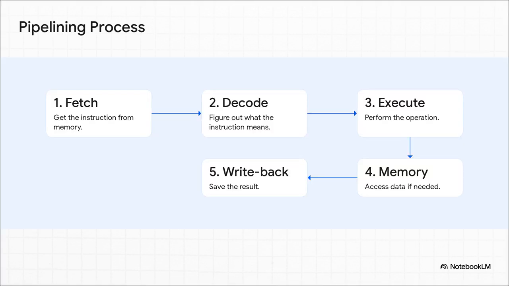So, a single computer instruction has to go through these 5 stages. But with pipelining, here's the magic. All of these stages are happening at the same time, just on different instructions. So while one instruction is in the execute stage, the next one in line is already being decoded, and the one after that is being fetched from memory. This creates this constant overlapping flow, and it lets the processor finish instructions way, way more rapidly.